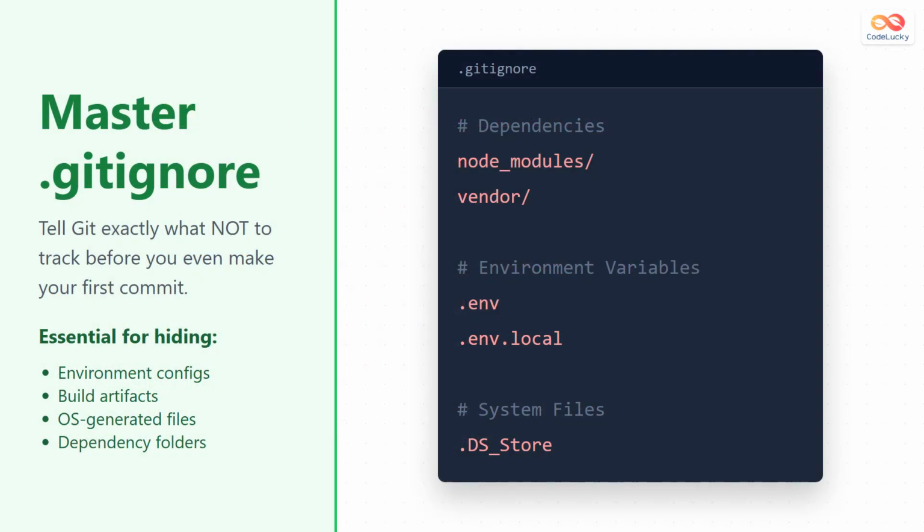Your first line of defense is the gitignore file. This file tells Git exactly what to ignore. You should always include dependencies like node modules, build artifacts, system files, and most importantly, your environment configuration files.